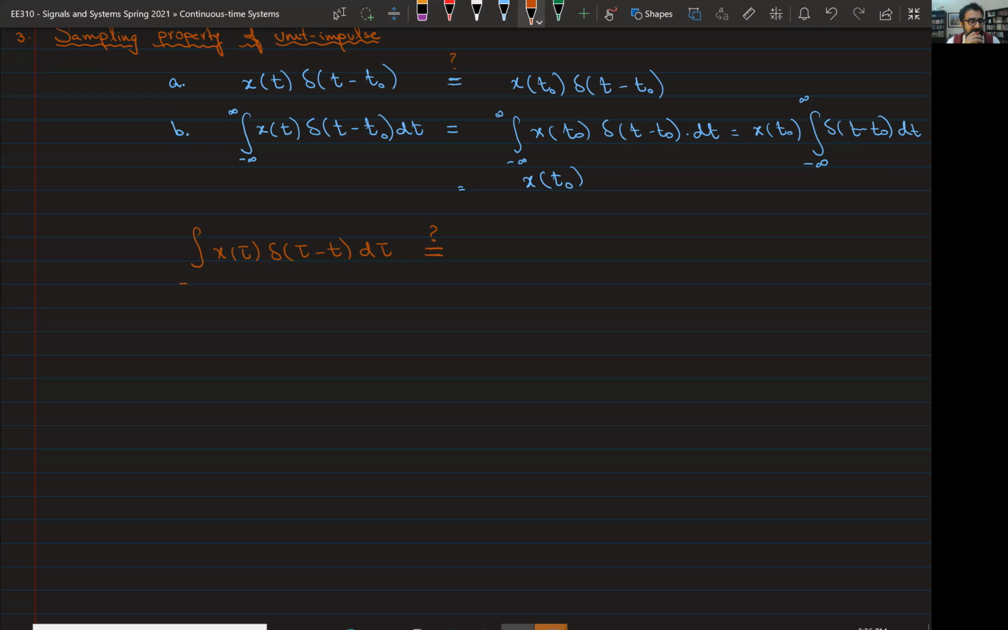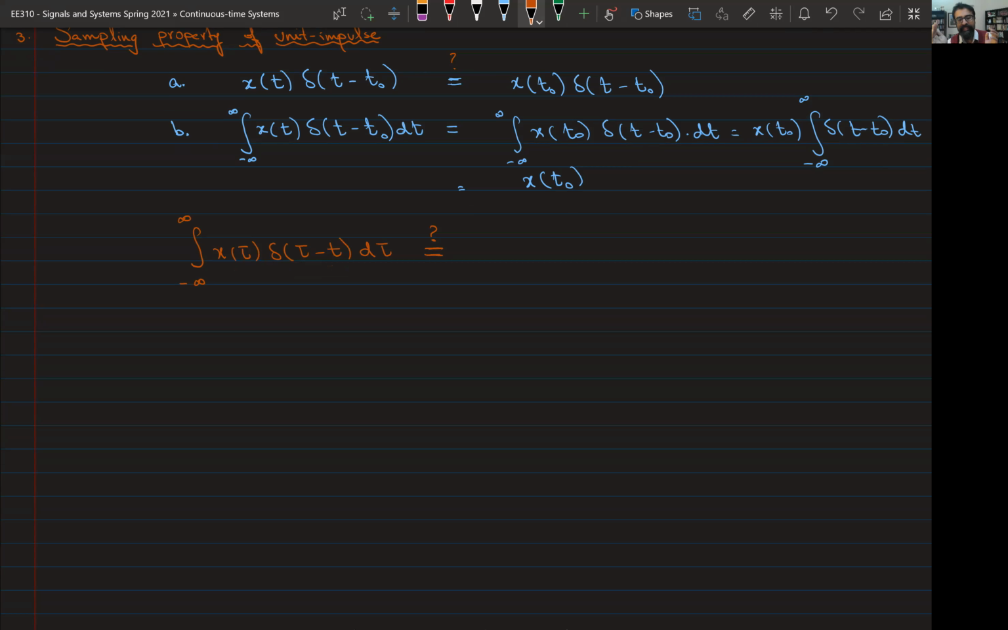See, what is the difference between the equation number B that you see above and this equation? There's no difference whatsoever. It's only different variables that I'm using. I mean, instead of t, I'm just using tau. That's just a name of the variable.